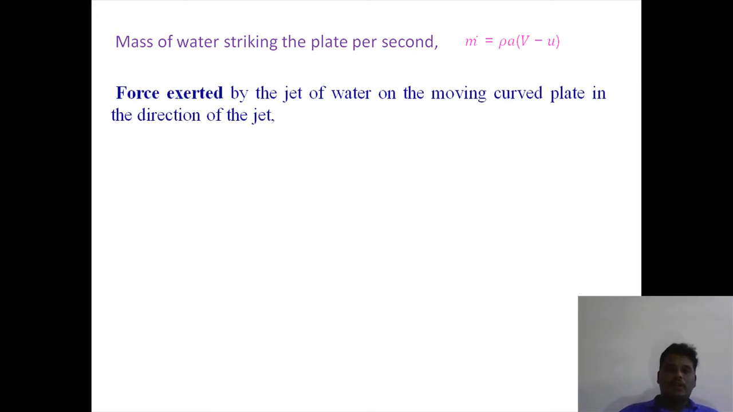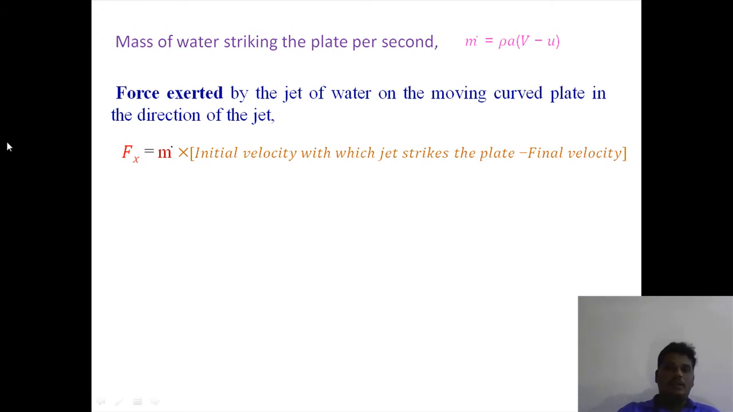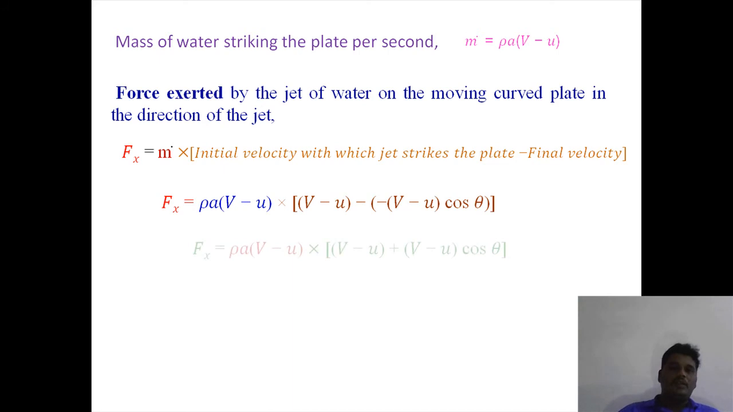The force exerted by the jet of water on the moving curved plate in the direction of the jet is F x equals m star multiplied by initial velocity of jet minus final velocity of jet. F x equals rho a (v minus u) multiplied with the initial velocity of jet, v minus u, and the final velocity of the jet along the x direction, which is minus (v minus u) cos theta. Minus of minus becomes plus. So F x equals rho a (v minus u) times (v minus u) plus (v minus u) cos theta.